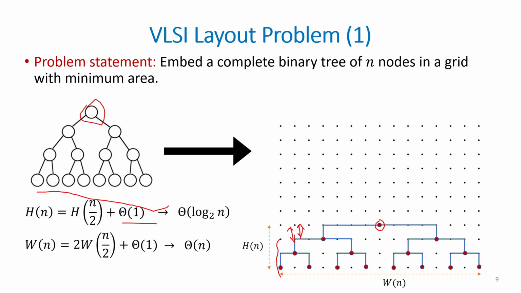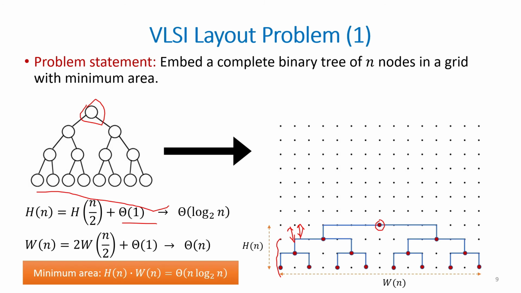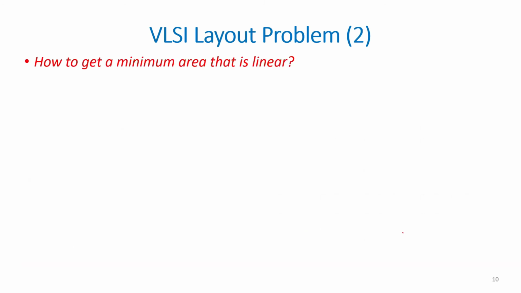Therefore, the area that this tree occupies on the grid would be the product of h of n and w of n, which would be theta of n log n. Now, what we want to try is to further reduce the area that it occupies. That means to try to remove the logarithmic factor in the solution. And how do we do that? So if we want to make it linear, we have to come up with two functions such that their product would actually be a linear function.